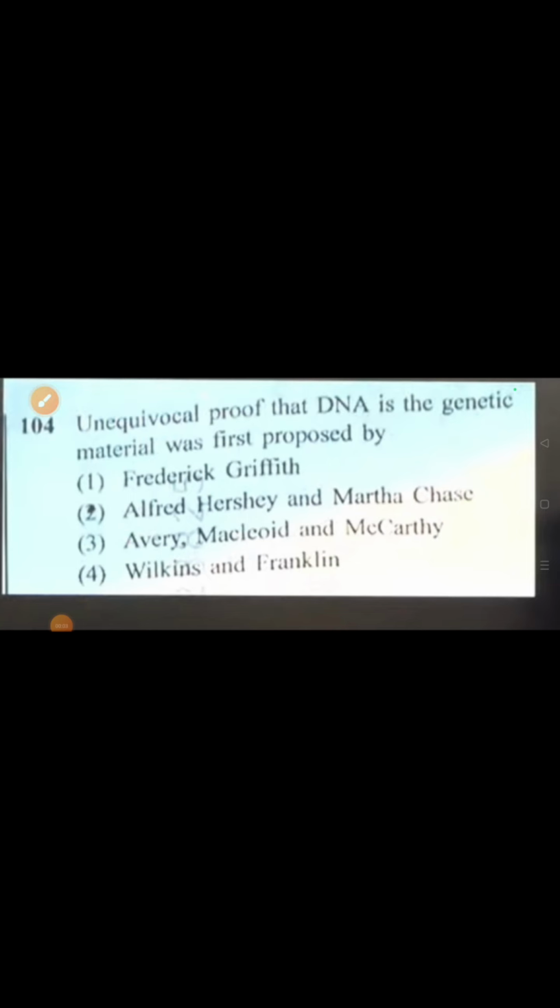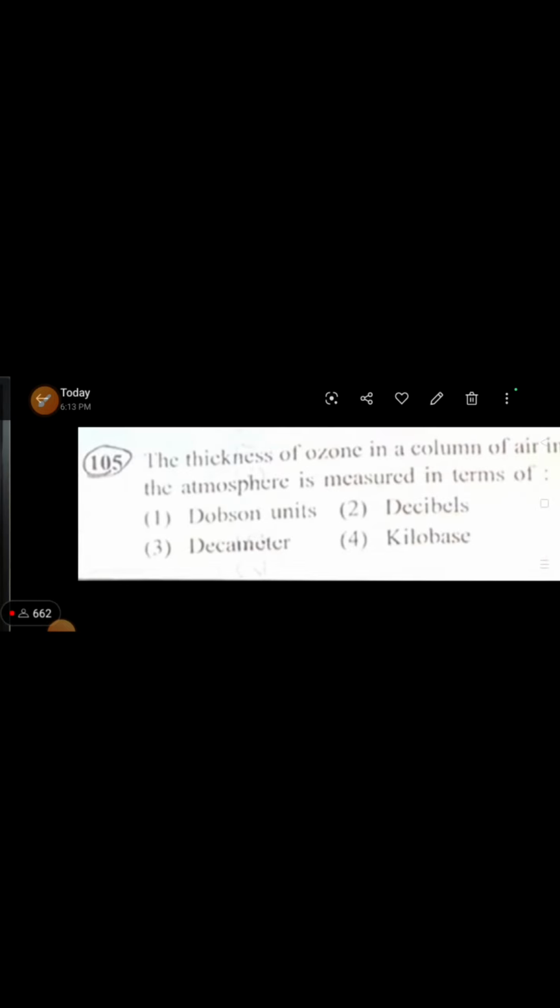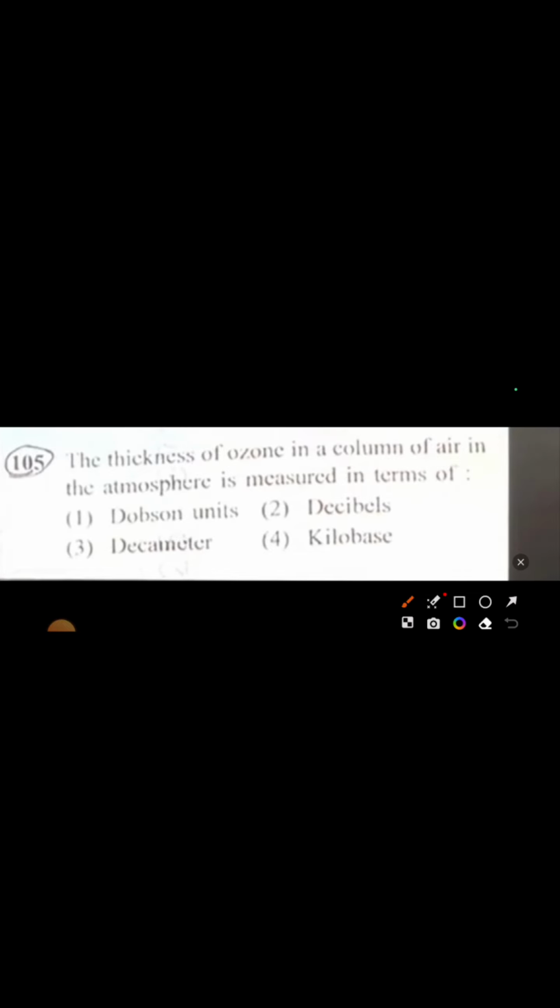Unequivocal proof that DNA is the genetic material was first proposed by option second, Alfred Hershey and Martha Chase. The thickness of ozone in a column of air in the atmosphere is measured in terms of Dobson unit. So correct option 1.